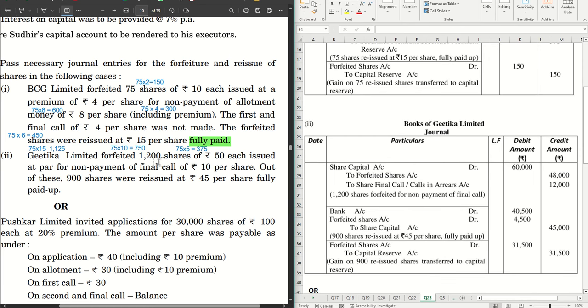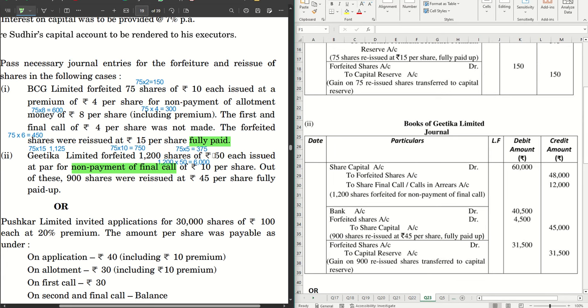Okay, so the share capital account will be debited 1200 into 50, which makes it 6000. So that is what will be debited to share capital account. And from this information, for non-payment of final call money, that gives you the information that all the calls were made. Okay, final call is 10 rupees. That goes as your calls in arrear. So 1200 into 10, 12,000 goes as your calls in arrears here, as you can see.